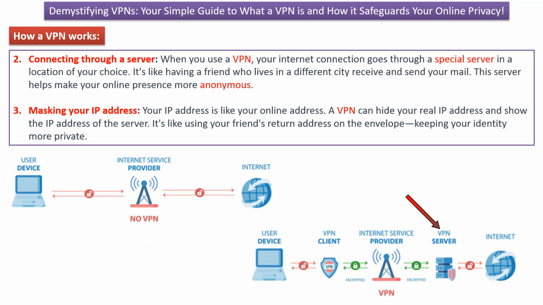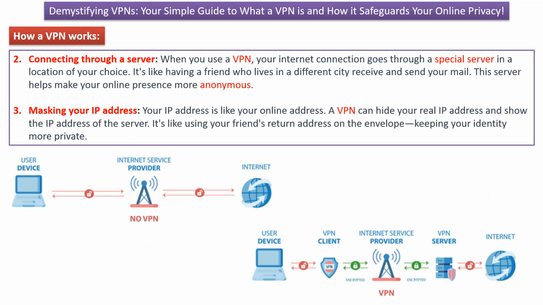When you use a VPN, your internet connection goes through a special server in a location of your choice. It is like having a friend who lives in a different city receive and send your mail. This special server helps to make your online presence more anonymous.